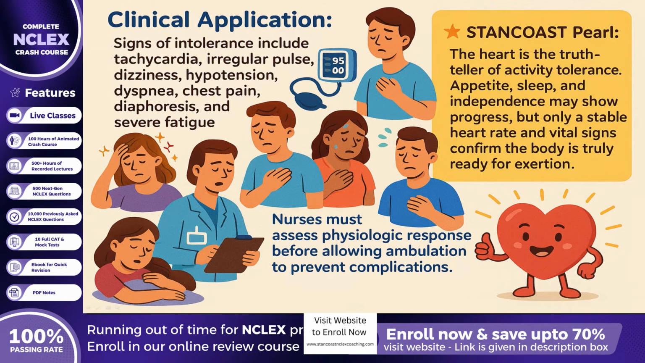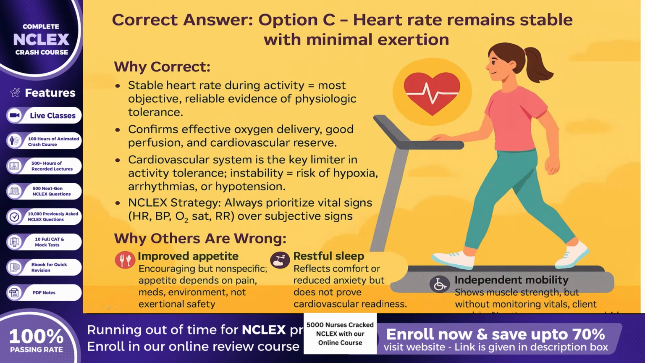Signs of intolerance include rapid or irregular pulse, pallor, dizziness, dyspnea, chest pain, diaphoresis, or severe fatigue. In contrast, Option A, improved appetite, while encouraging for overall recovery, is not a physiologic measure of cardiopulmonary readiness. Appetite is affected by pain, medications, and environment, making it a poor determinant of exertional safety. Option B, reporting restful sleep, may suggest comfort or reduced anxiety, but sleep quality does not directly correlate with activity tolerance. A patient can sleep well and still show poor cardiovascular reserve.